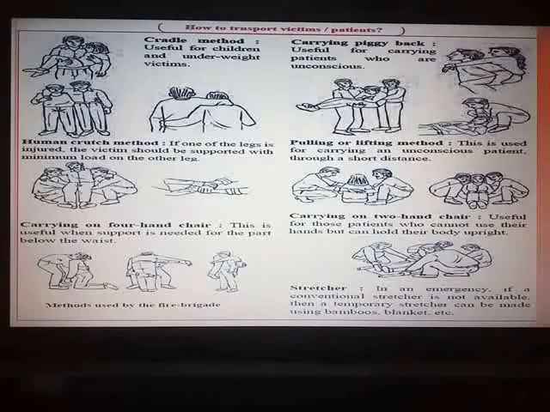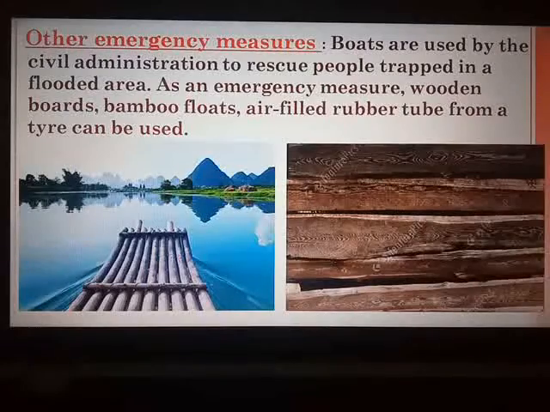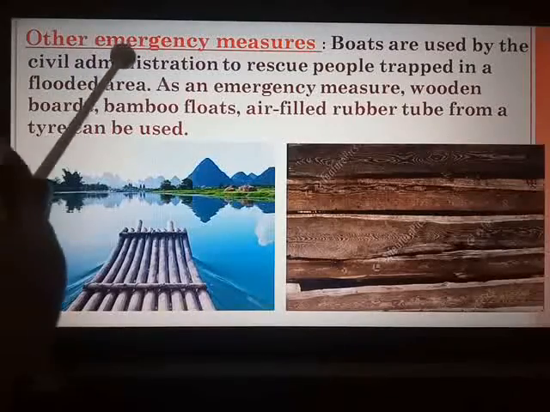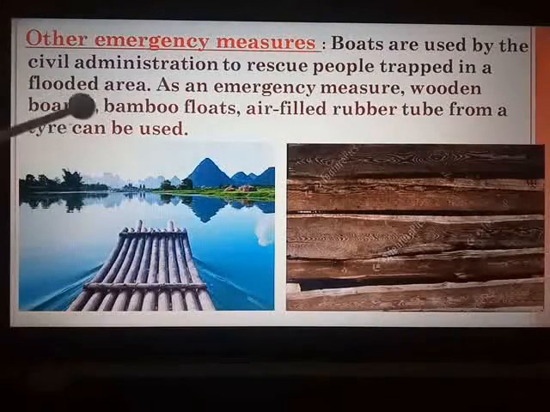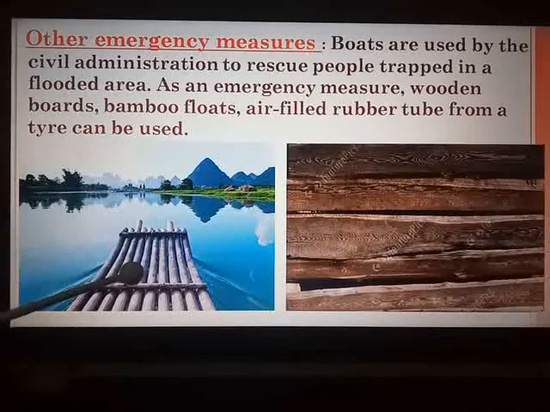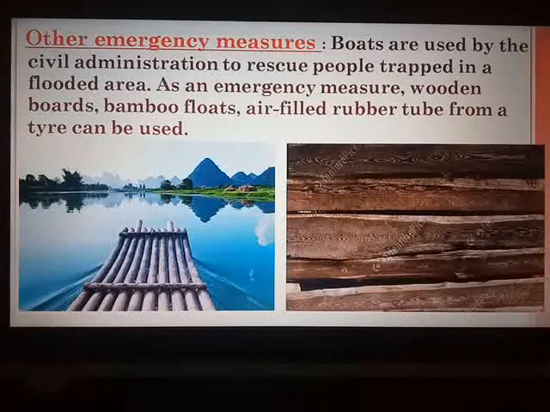victims face minimum loss. Other emergency measures which are used are boats, which are used by the civil administration to rescue the people trapped in flooded areas. As an emergency measure, wooden boats, bamboo floats, and air-filled rubber tubes from a tire can also be used for people who are victims of floods, tsunamis and other such disasters.